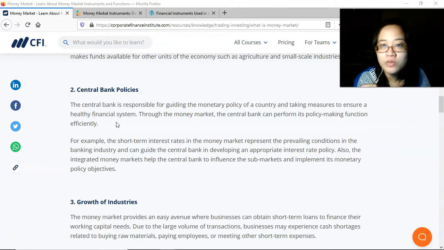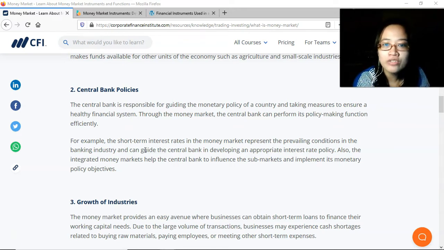Central bank policies. The central bank is responsible for guiding the monetary policy of a country and taking measures to ensure a healthy financial system. Through the money market, the central bank can perform its policy-making function efficiently. Okay, kasi, again, involved is financial instruments and then convertible into cash. So, in a way, dahil ito yung nare-regulate din ng central bank, then implementation ng policies nila, it does help or it does contribute. Okay?